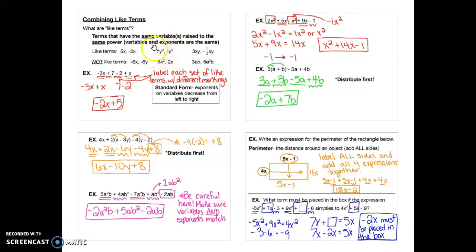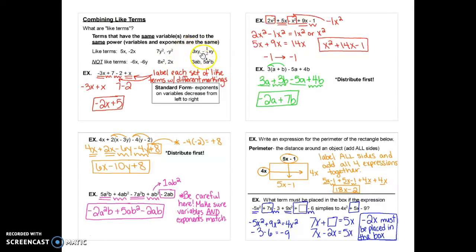Another example of like terms: 7y squared and a negative y squared. Again, both of the variables are the same. They're both a y, and they're both to the second power. So those are considered like terms. We would be able to combine them if we needed to.